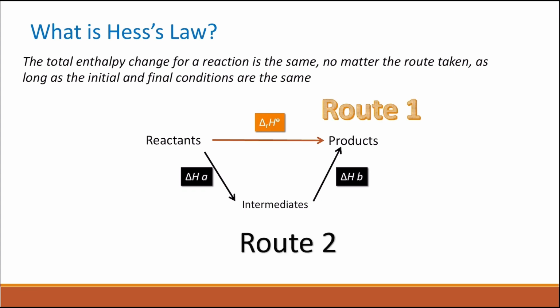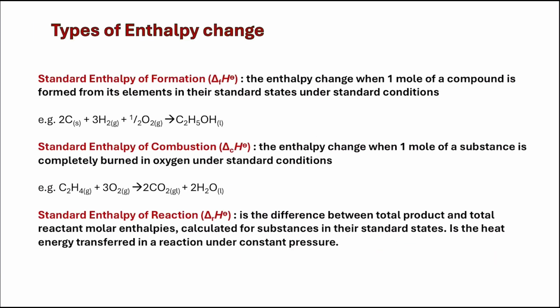Route one is the one in one direction, as we see from the arrows. This is the orange one. Route two is the two steps which go together in the opposite direction to route one. So the total of the enthalpy change of route one will equal the total of the enthalpy change of route two. If we have any of these missing, we can rearrange our equation to find the missing enthalpy change.